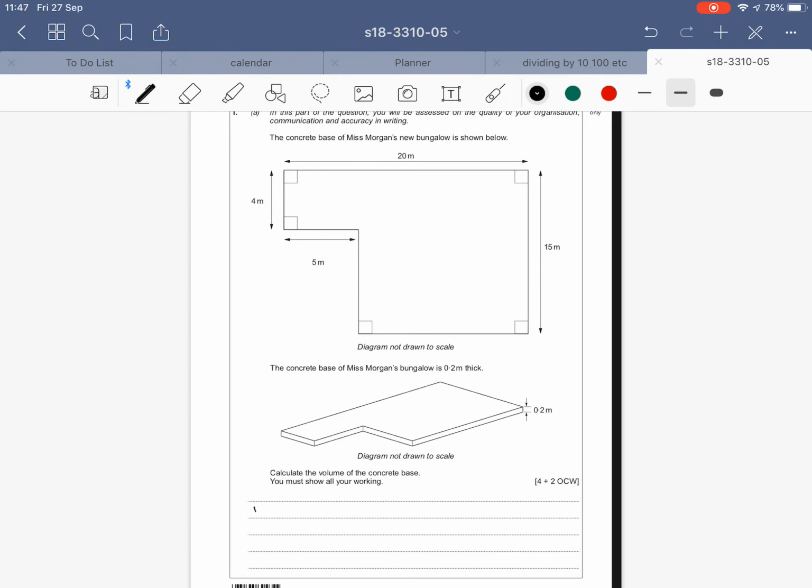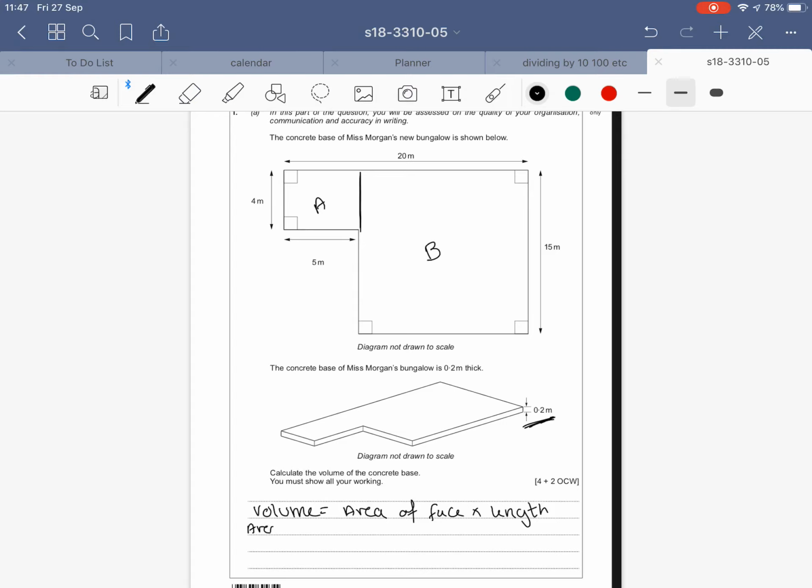So to calculate volume, you're going to need to do the area of the cross section, so the area of the face, times its length. So the length in this case is the depth, which is 0.2. So you can do this a number of different ways. You can split it into two and find the volume of both of them and add it up, or I'm just going to do the area of both of them and then times it by the volume at the end.